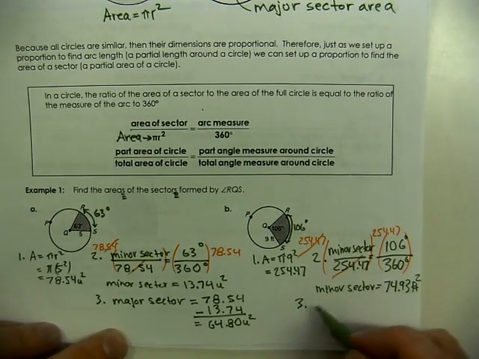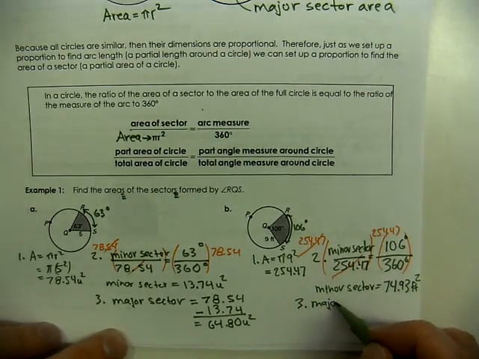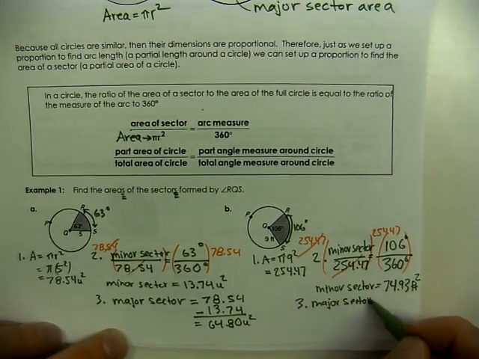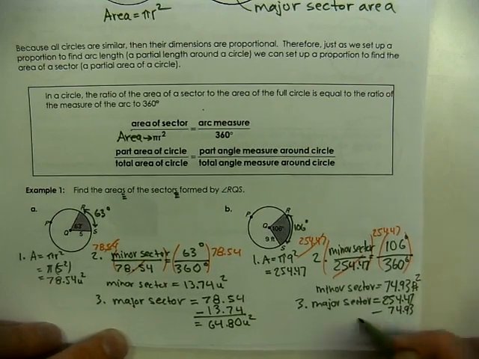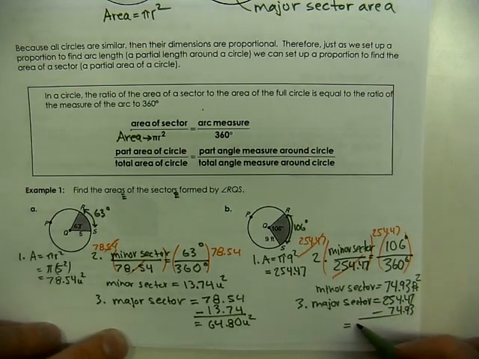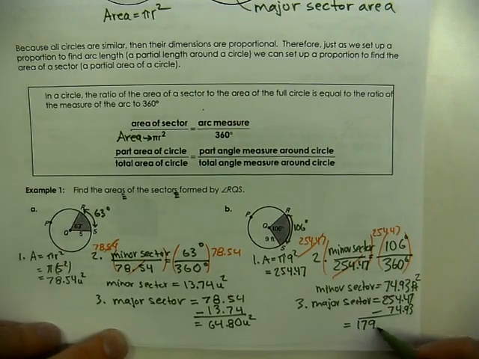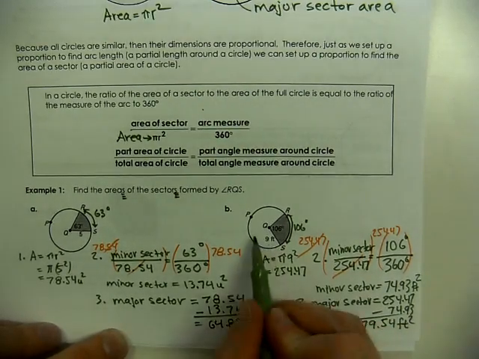And now step 3, find the major sector with a subtraction problem. We'll take the total area, 254.47. We'll subtract the minor, 74.93. And that difference is everything else, 179.54 feet squared. That's the area of the major sector.